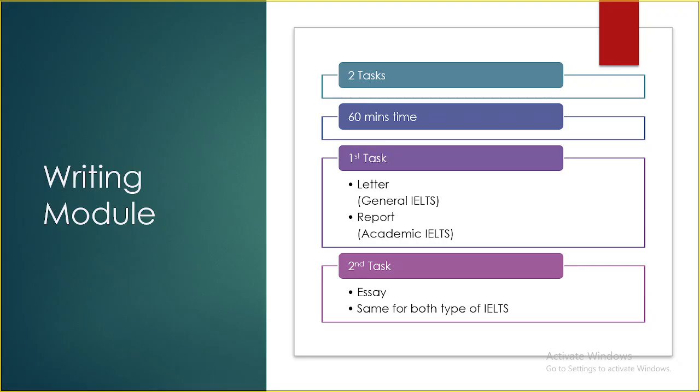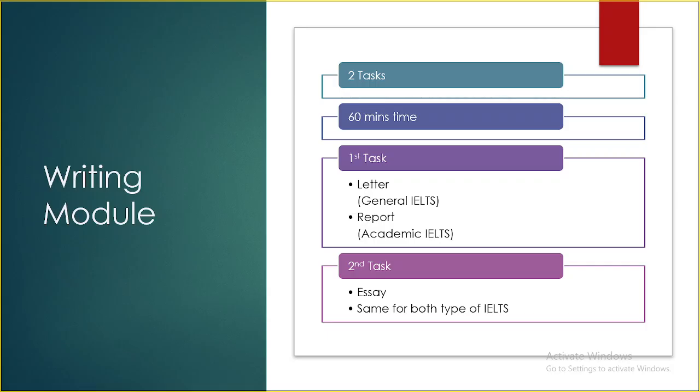IELTS writing module consists of two tasks, and you have 60 minutes to complete both these tasks and submit your written papers to your examiner, or hit the submit button on the PC or laptop they have provided you.